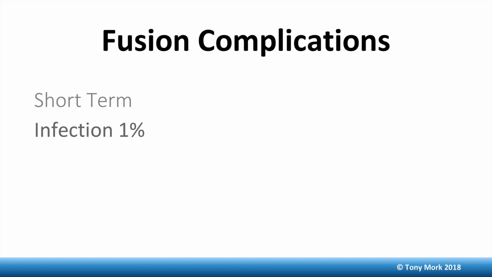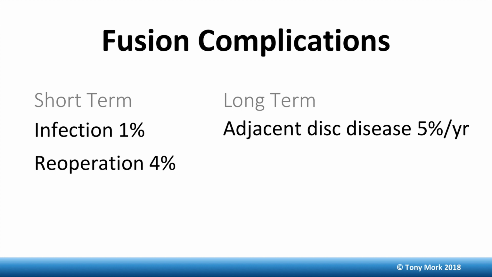Well, let's talk about fusion complications. Short-term, infection rate 1%, reoperation 4%. Long-term, adjacent disc disease occurs at a rate of 5% per year afterward. So if you're 10 years out, there's a 50% chance you're going to have some adjacent disc disease or degenerative changes. It doesn't mean you're going to have an additional surgery, but it's certainly heading in that direction.